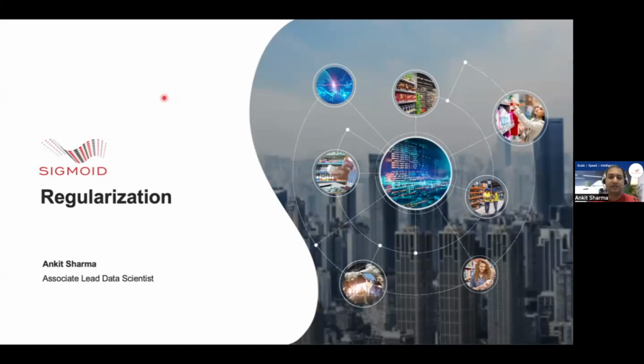Today we are going to discuss regularization. It is one of the very important techniques in the machine learning field. Let's not waste our time and go to the slides.